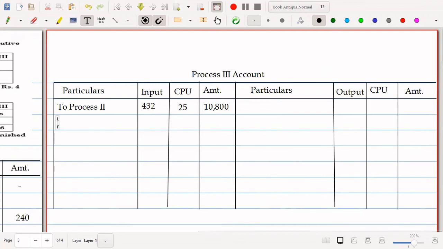Let us see what is introduced in process 3. To raw materials, how much? 268 tons at rupees 15. It's given in the problem. It comes to 4,020. And to wages and other expenses.